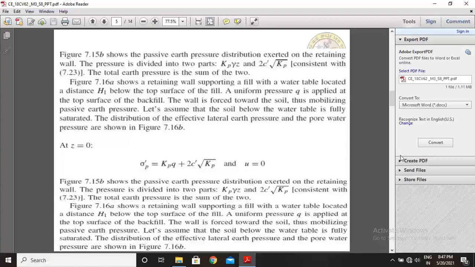Figure 7.15b shows the passive earth pressure distribution exerted on the retaining wall. The pressure is divided into two parts: one is Kp times gamma z and the other is 2c times root Kp. The total pressure is the sum of the two. Figure 7.16a shows a retaining wall supporting a fill with a water table located at a distance h1 below the backfill. The wall is forced towards the soil, thus mobilizing passive earth pressure.